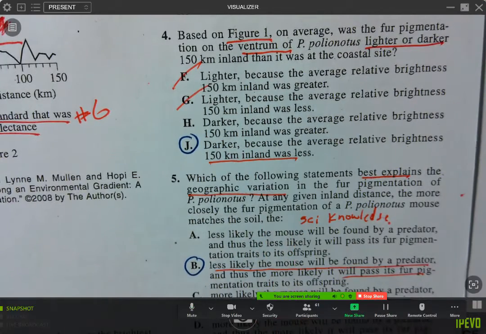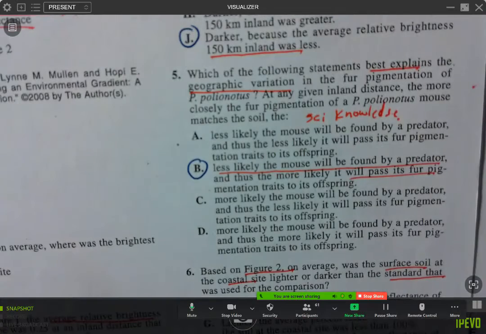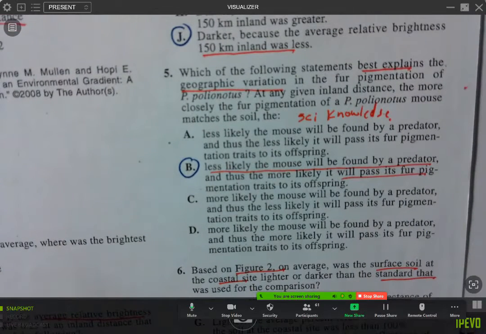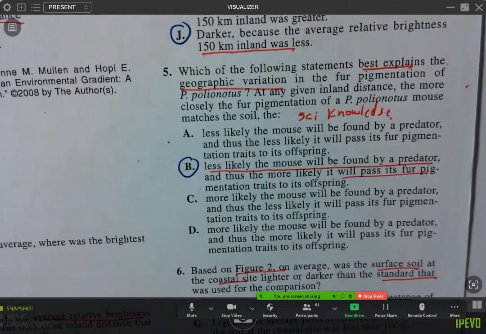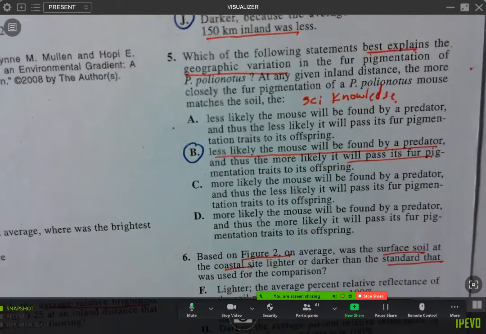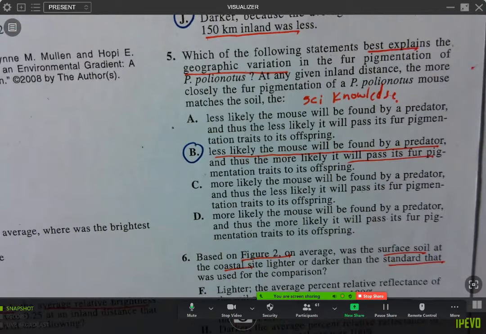Be careful with that. Number 5 is our very first science knowledge question. It's called evolution. What would best explain the geographic variation? Well, the mouse is less likely to be found by a predator, and if it's not being eaten by a predator, it's more likely to produce more mice, which would pass on its pigmentation traits. If it's eaten by the predator, it's gone. That's why I don't see a lot of albino mice running around, probably because they're easily spotted by predators. That is not to say there are no albino mice out there, but they're not as prevalent.